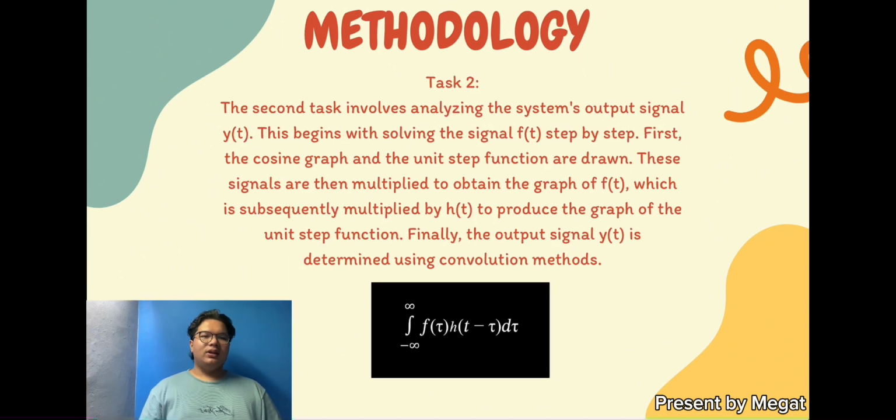Task 2, we are required to analyze the system output signal Y(t), which begins by solving the signal F(t) step by step. First, the cosine graph and unit step function are drawn. These signals are then multiplied to obtain the graph, which is subsequently multiplied by H(t) to produce the graph of the unit step function, where we use the convolution method to get the output signal Y(t).